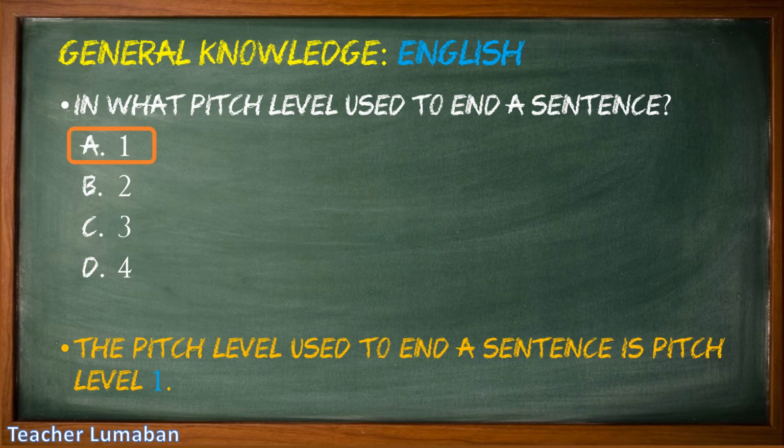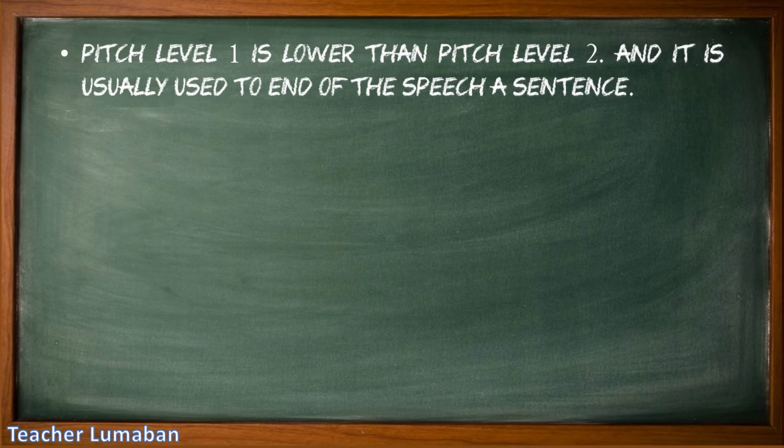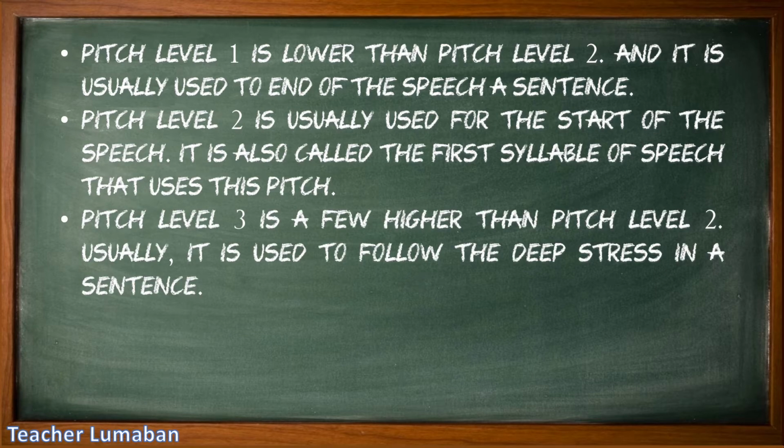The pitch level used to end a sentence is pitch level 1. Pitch level 1 is lower than pitch level 2, and it is usually used to end a sentence. Pitch level 2 is usually used for the start of the speech. It is also called the first syllable of speech that uses this pitch. Pitch level 3 is a few higher than pitch level 2.